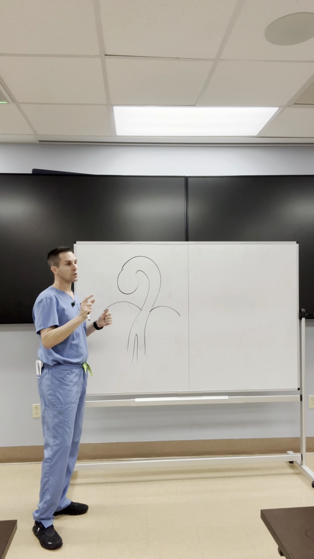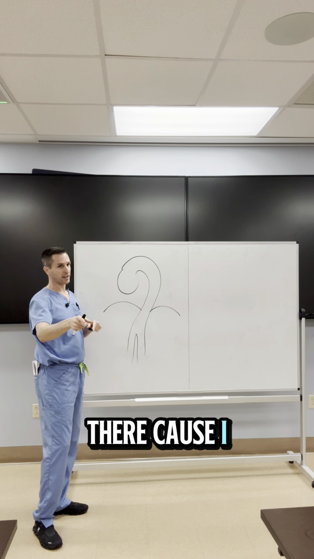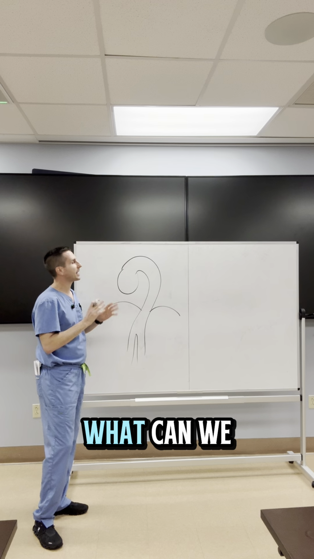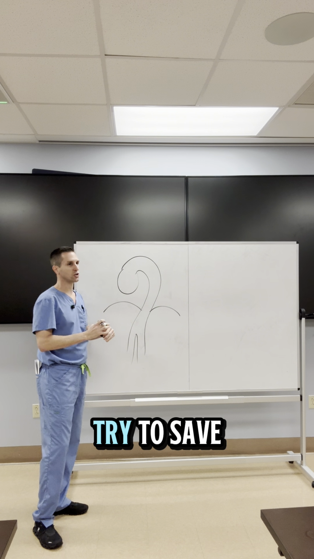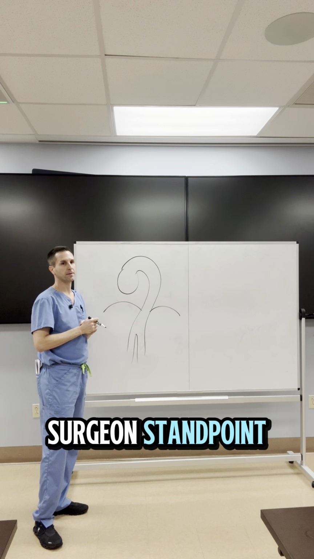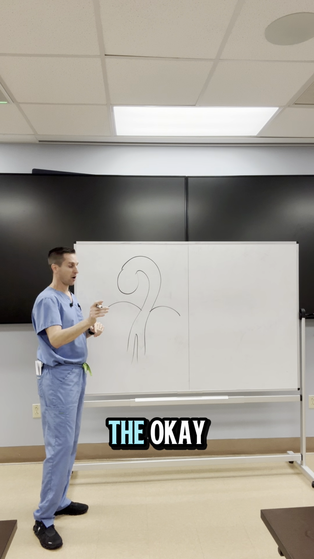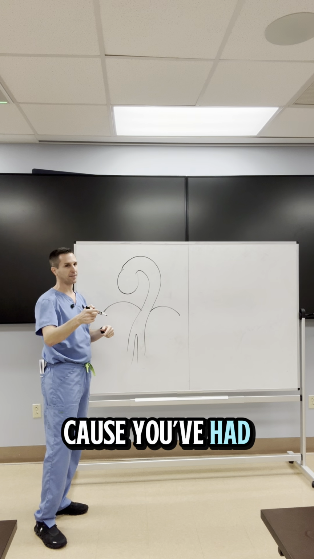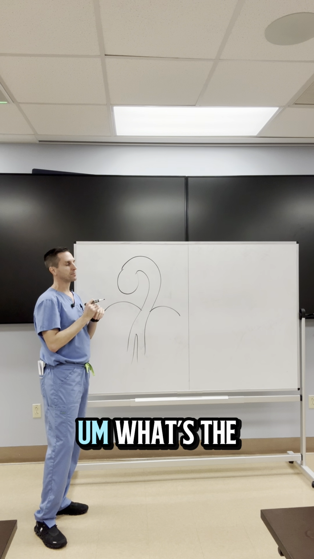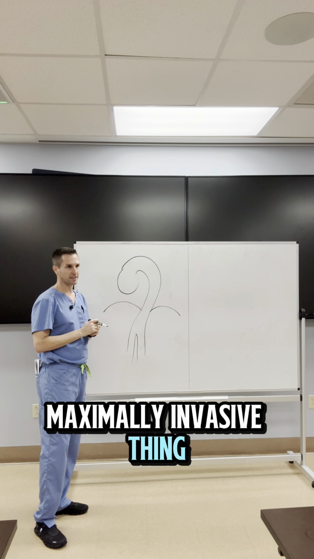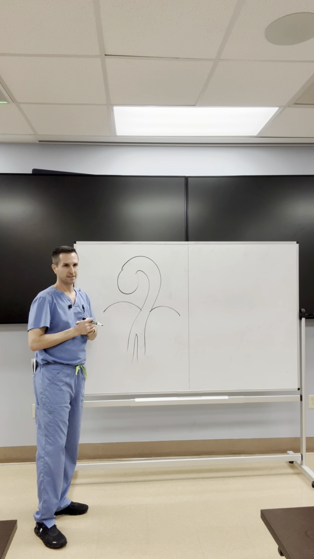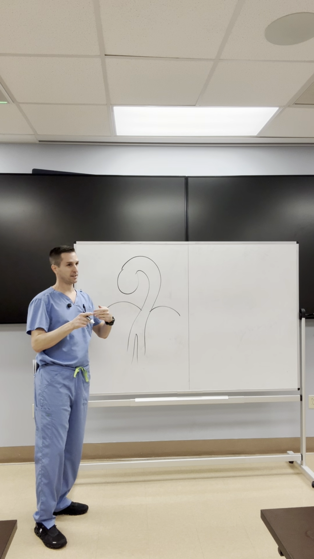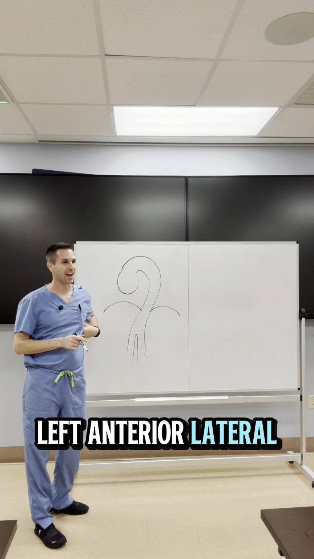Dissection. Not that, because we'll get there, because I like your thought. You're saying for an arrest. Yeah, what can we do for a traumatic arrest to try to save their life from a trauma surgeon standpoint? Can you do the balloon in the... Okay, because we'll talk about that too, because that's a more minimally invasive way. But you've had this lecture where, what's the maximally invasive thing? Clamshell? Yeah, so fastest way to a woman's heart. Left anterior lateral thoracotomy.